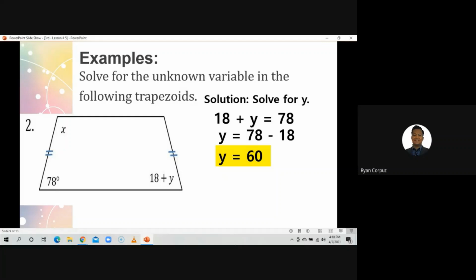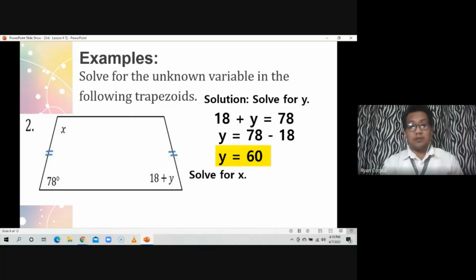Now, how are we going to solve for the value of x? Doon na natin ngayon gagamitin yung property about opposite angles of an isosceles trapezoid are supplementary. So in order for us to solve for x, since we know already the value of y, we can now come up with this. So we can now substitute y here, which is equal to 60, then add by x, then it will be equal to 180 degrees. Because according to the property, opposite angles are supplementary.